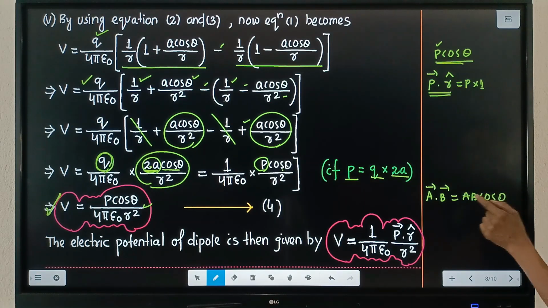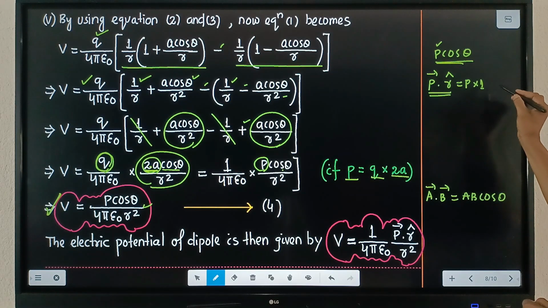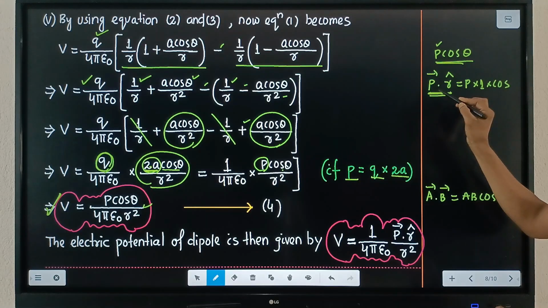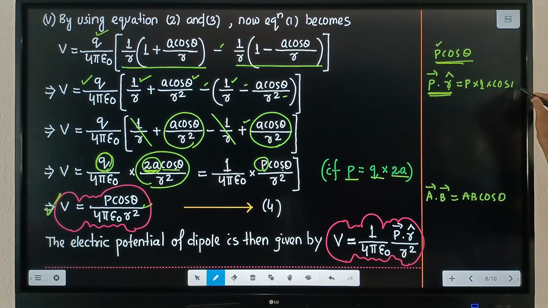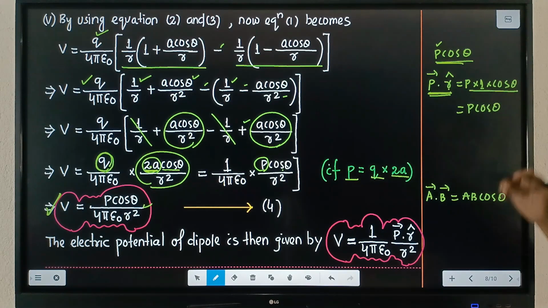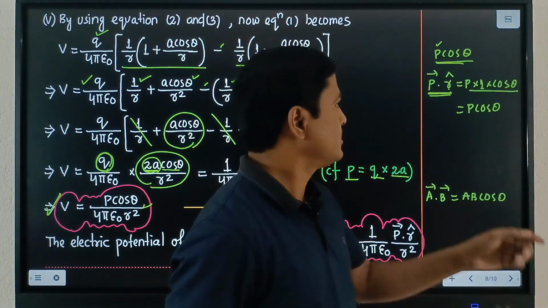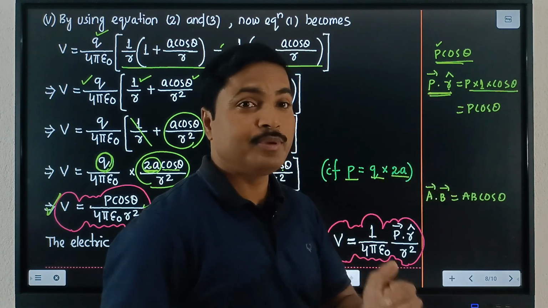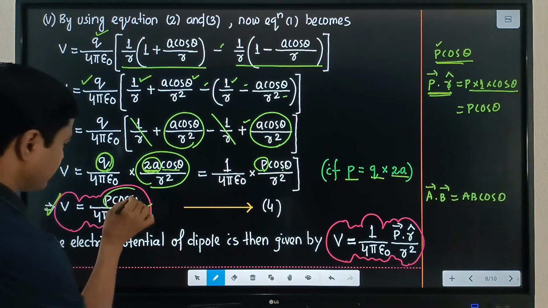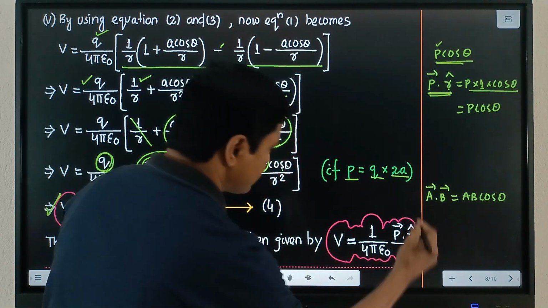Multiplied by cos theta, where theta is the angle between the two vectors. Finally we write P vector dot r cap is equal to P multiplied by 1 into cos theta, that is P cos theta. That means in place of P cos theta, we write P vector dot r cap.